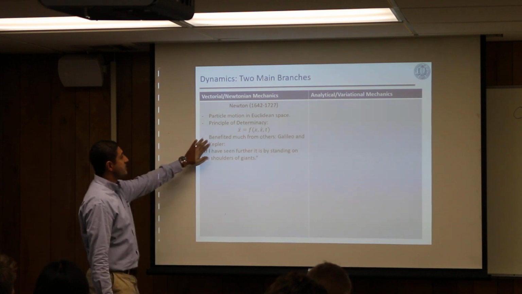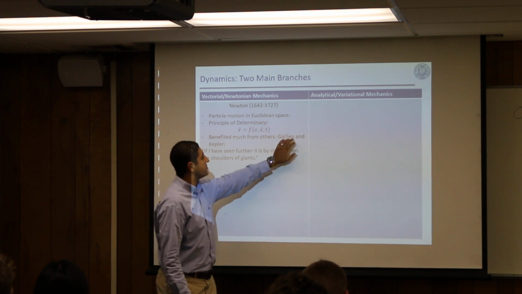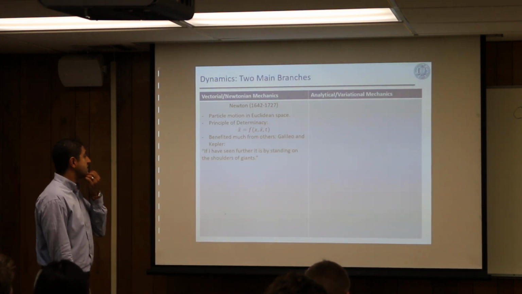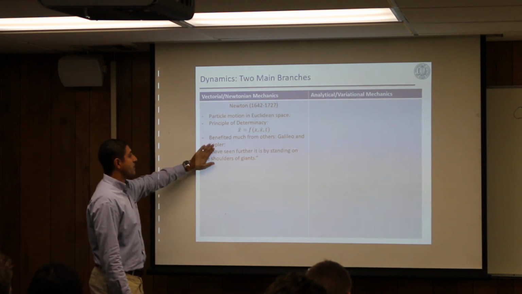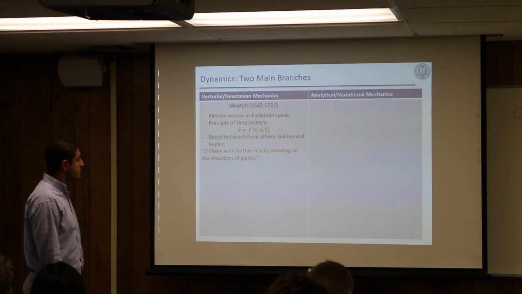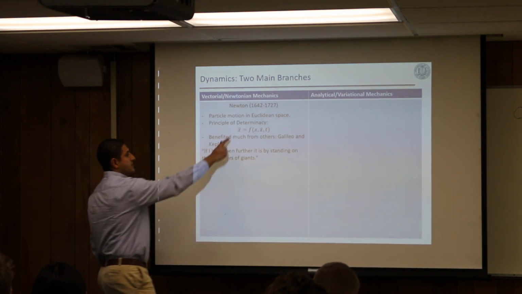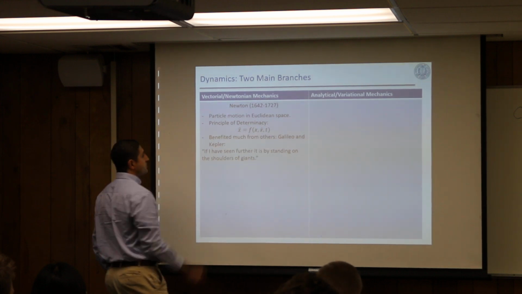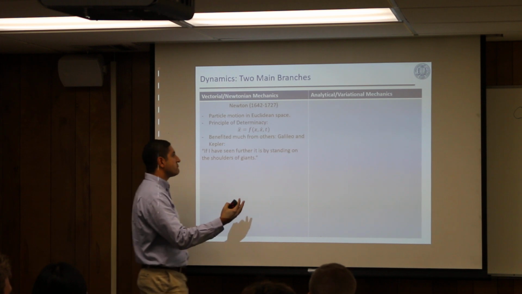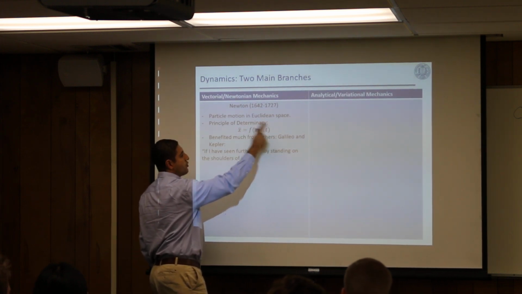Actually, he accepted Kepler's laws, while Galileo didn't. He didn't accept Kepler's laws, and this is why when Newton accepted Kepler's law, he developed his gravitational law based on Kepler's law. If you look at this principle of determinacy, that the acceleration of the particle should be a function of its position, velocity, and perhaps time.